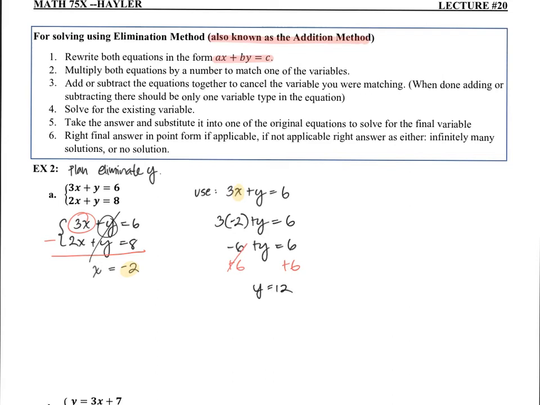And remember, our final answer is always going to be in the point form, if possible, which is negative 2, 12. And remember, you could end up with the answer of no solution. But right now, we've just been ending up with the answer of an actual point, which is great. All right, let's move on.